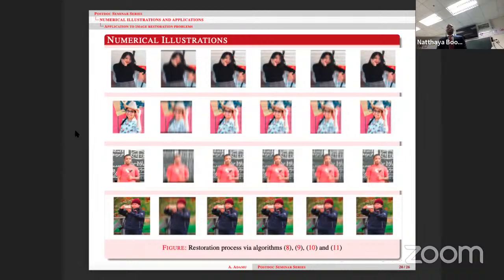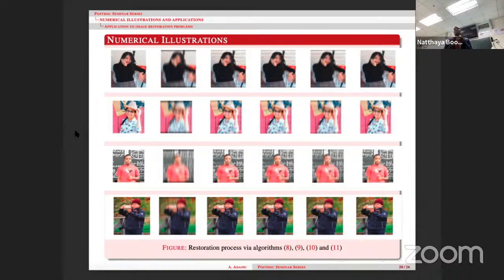Yeah, for this case, the problem we are considering is the image restoration problem. There are two types: known blurring and noising problem, and unknown noising and blurring problem. This one is for the known. You know the noise, you know the blur function, then you restore.